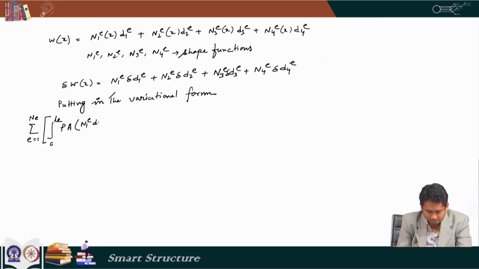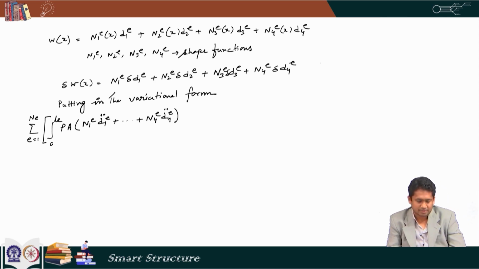n1 e d1 e plus n2 e d2 e. So, we have n1 e d1 e double dot plus all the way up to n4 e d4 e double dot, because we have a term w double dot in the variational form.